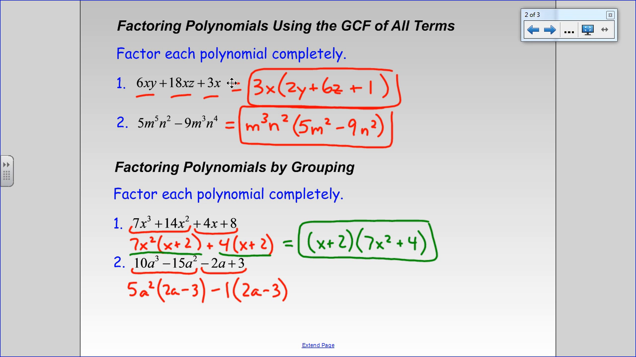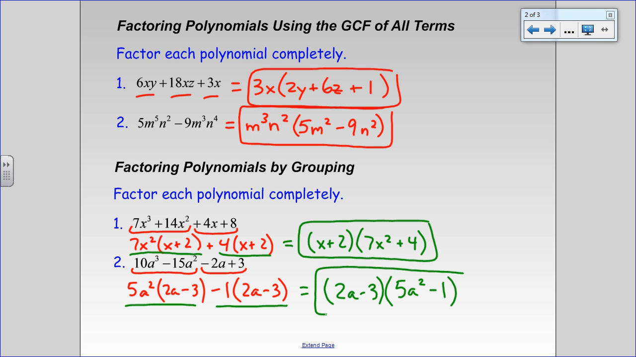Now again, we see 2 terms. Here's the first term. Here's the second term. And they both have that common binomial 2a minus 3. So factor it out to obtain the answer, the quantity 2a minus 3 times the quantity 5a squared minus 1.